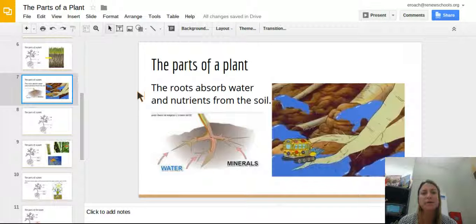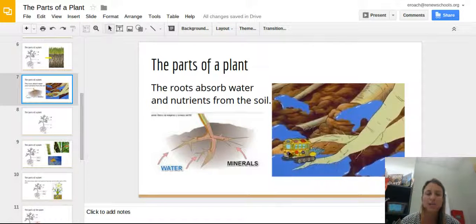The correct answer is the roots absorb water and nutrients from the soil. Last class, you saw the Magic School Bus was absorbed or sucked up through the roots into the plant. The root was really trying to suck up this water and these nutrients or the minerals that are found in the soil.